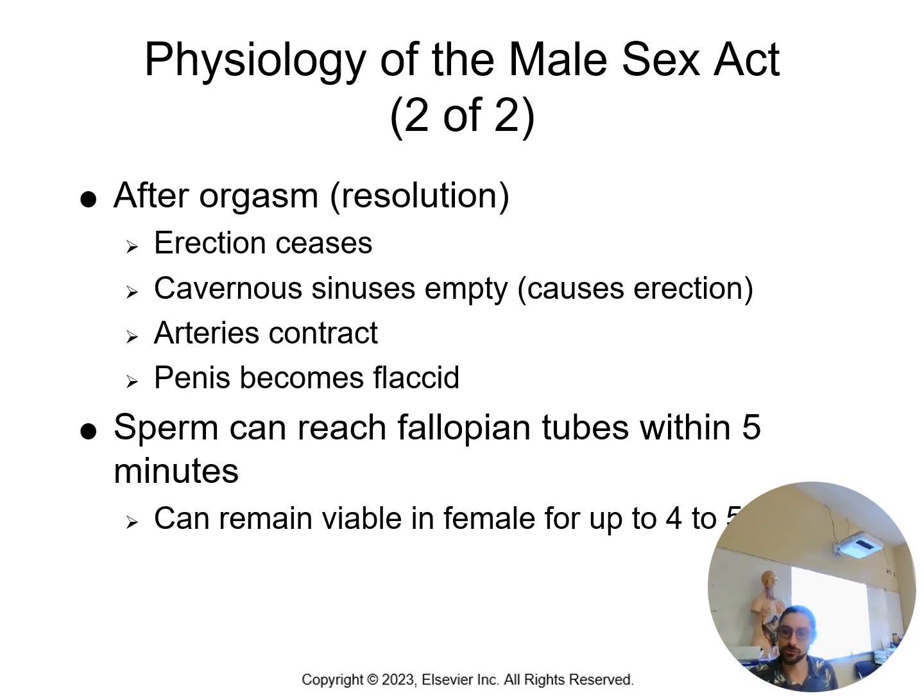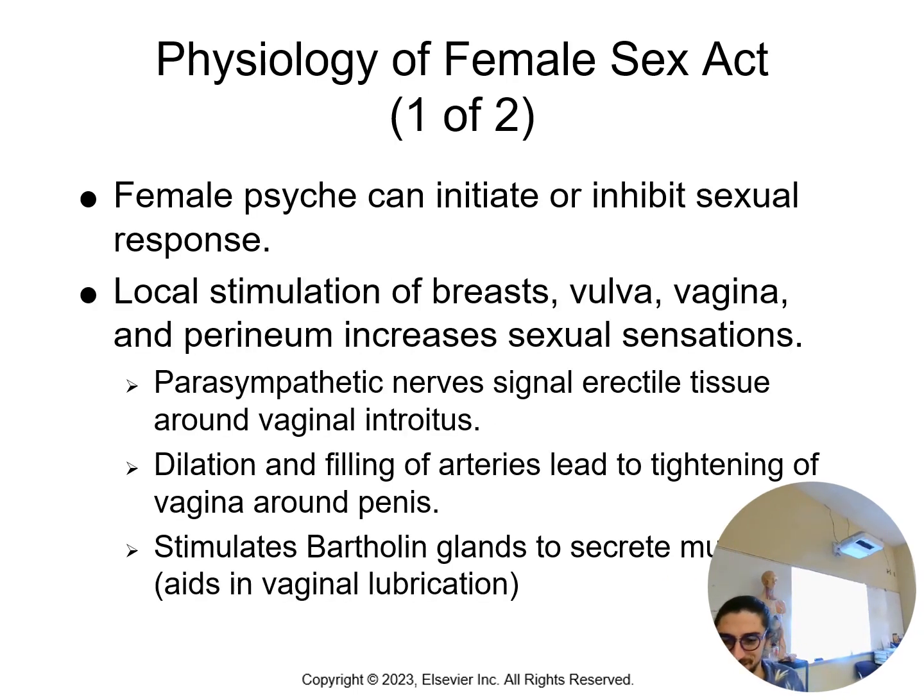Its arteries contract. Sperm can reach fallopian tubes within 5 minutes, but also can remain viable for up to 4 or 5 hours. Ooh, wow. Yeah, they're behind enemy lines trying to reach their objective. Days, I'm sorry. Wow. I really misread days? Days. Oh my god. Tough little buggers. Yeah, so 4 to 5 days.